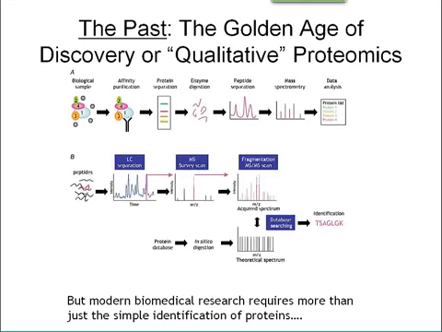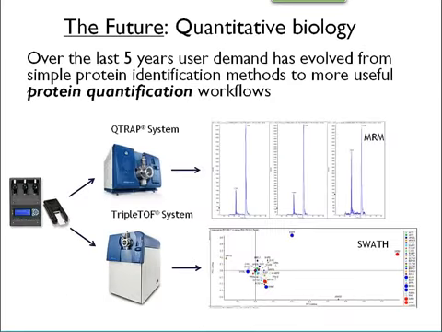So modern biomedical research requires more than just the simple identification of proteins. So actually the present and the future is going to be in quantitative biology, as is stated here. Over the last 5 years, for our users anyway, they've asked us to do a lot more quantification.